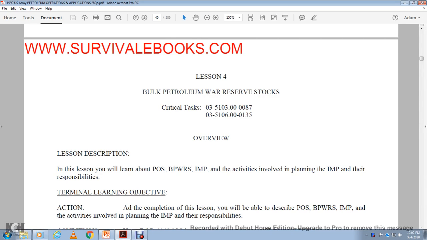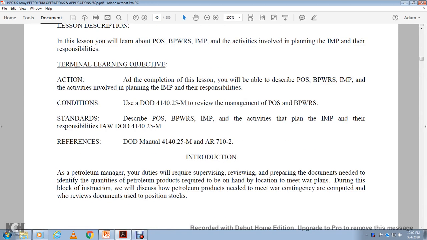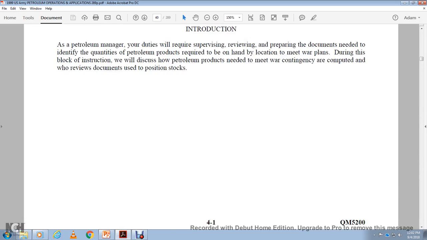Alright, Lesson 4, Bulk Petroleum War Reserve Stock. Introduction. The petroleum manual will cover supervising, reviewing, and preparing the documents, and identifying the quantity of petroleum products required on hand and the location to meet the war plan. During this block, you will learn how the petroleum products needed to meet the war contingency are computed, review the documents, and use them to deploy and position stocks.